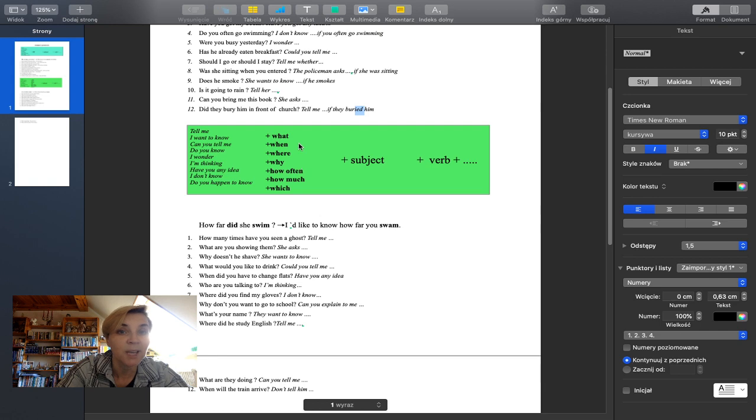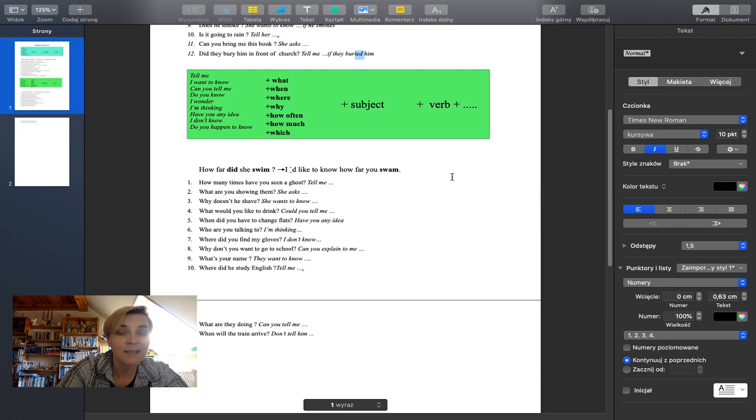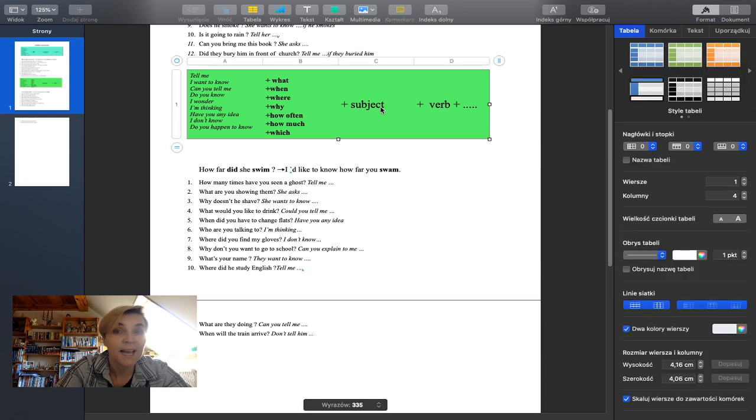So now, let's see what happens when we have indirect questions, but the ones that have the question word, like what, when, where, and so on. So the idea is exactly the same. We have that indirect beginning, like tell me, I want to know, and so on. After that, we use the question word. So, for example, what, when, where, why, how often, how much, which, whatever the question word we have. And again, after the question word, we follow the order of the typical affirmative statement. So, after the question word, we have the subject and the verb. It's as easy as that.